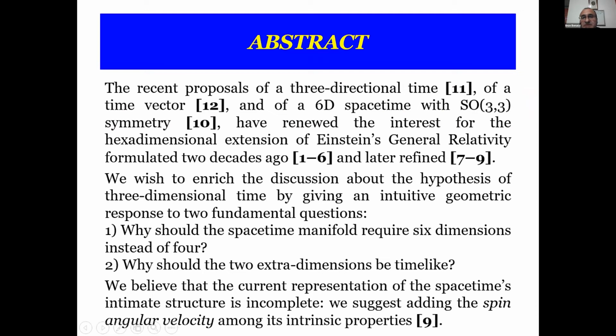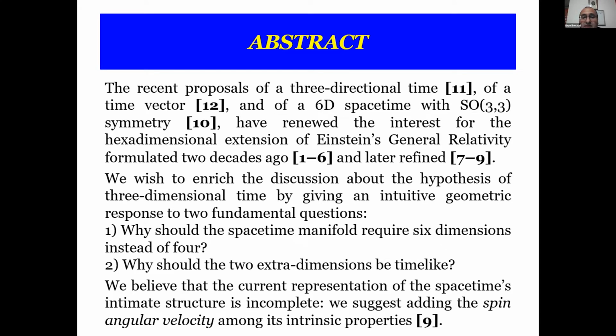The recent proposals of three-directional time or time vector of six-dimensional space-time with SO(3,3) symmetry have renewed the interest for the hexadimensional extension of Einstein's general relativity, formulated two decades ago and later refined. We wish to enrich the discussion about the hypothesis of the three-dimensional time by giving an intuitive geometric response to two fundamental questions. Why should the space-time manifold require 6 dimensions instead of 4? Why should the 2 extra dimensions be time-like?